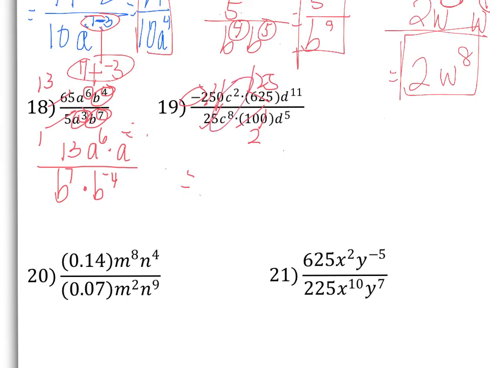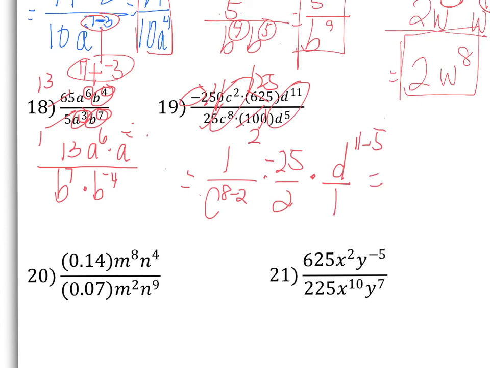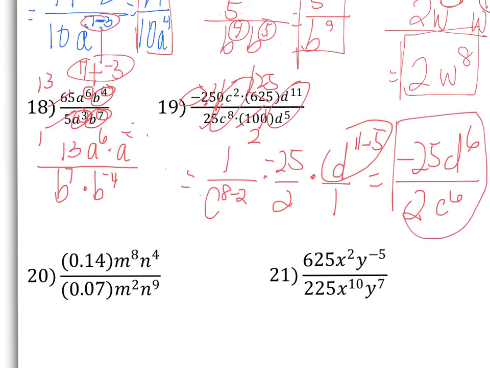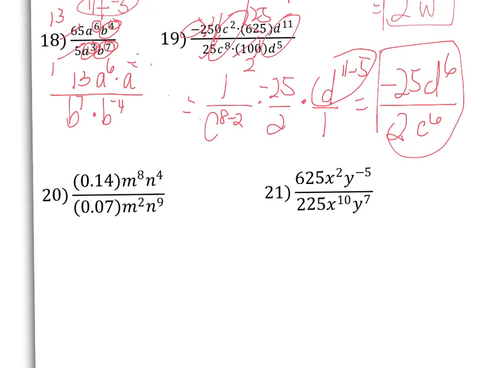Okay, and here I can do this by the quotient property. Okay, and I'm going to write down negative 25 over 2. And by the quotient property, I can do d, 11 minus 5. And then I'm going to put my answer together. I'm going to put the coefficients in the front, and then c to the 6th power in the denominator, and d to the 6th power in the numerator. Okay? And now let's look at number 20.